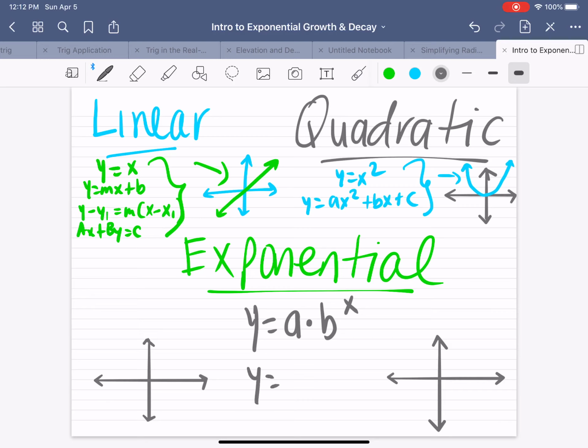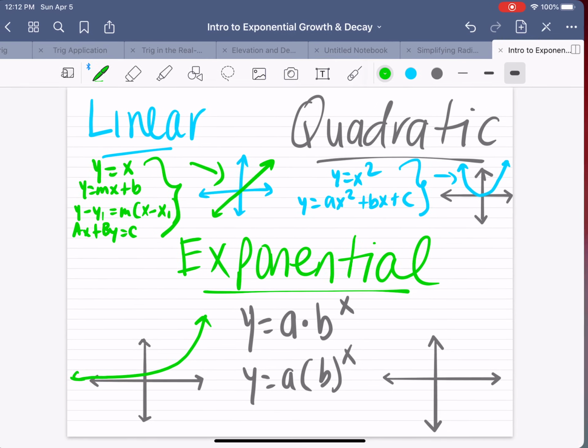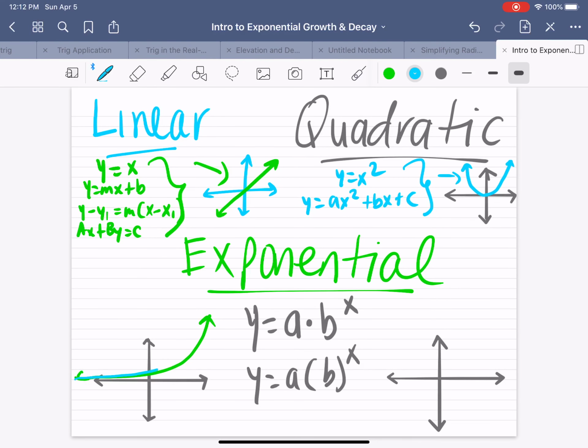And sometimes you'll see it in parentheses like this. So y equals a times b to the x. So you can have two different variations of this. So you can have exponential growth. And if you read the graph from left to right, notice that it is going up. Therefore, this is called exponential growth.